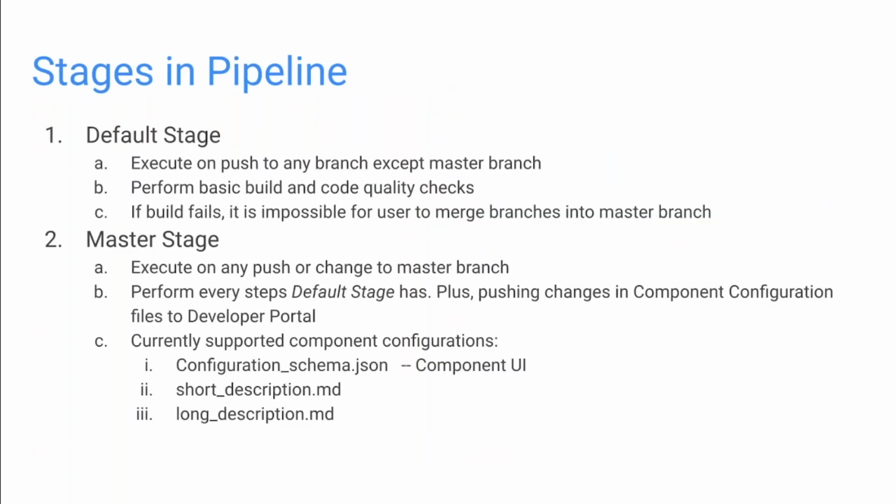There are three stages in the pipeline. The first one is the default stage. Okay, it executes on push to any branch except the master branch. It performs a basic build and code quality check, meaning the flake8. If the build fails, there is no way the user will be able to merge that branch back into master. So in order to merge it back into master, the user will have to make the code work.